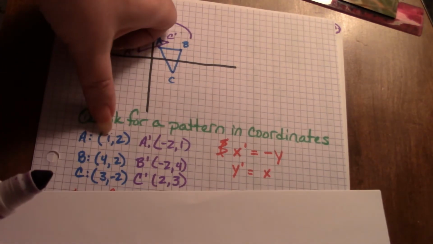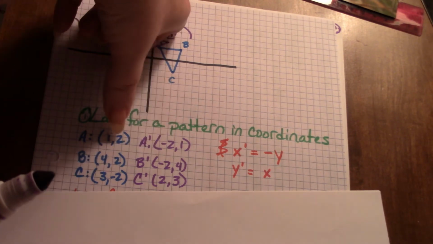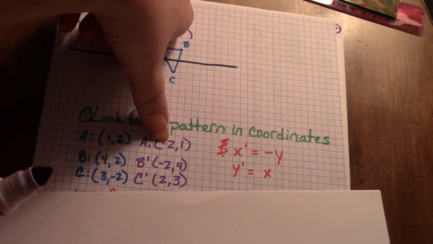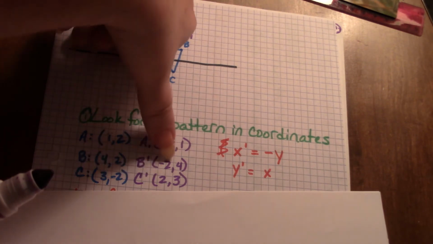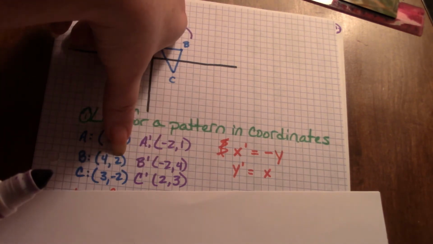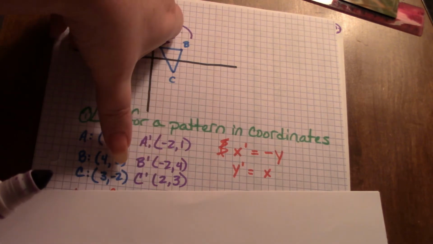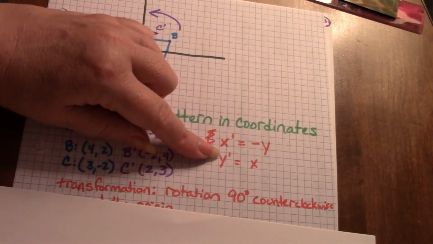And it turns out that we get our new x from -y. So we look at y, make it negative, that's our new x. And our new y is just x. So here, we look at y, we make it negative, and we steal x. So this is our pattern.